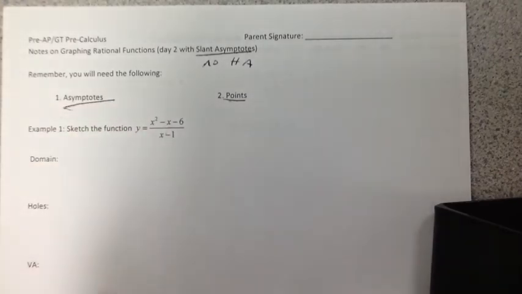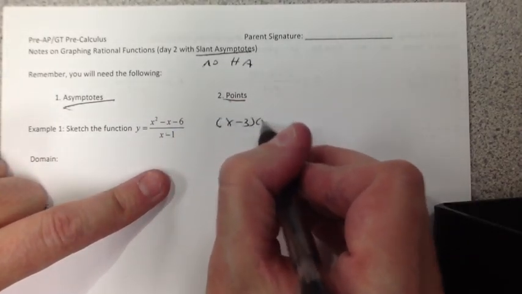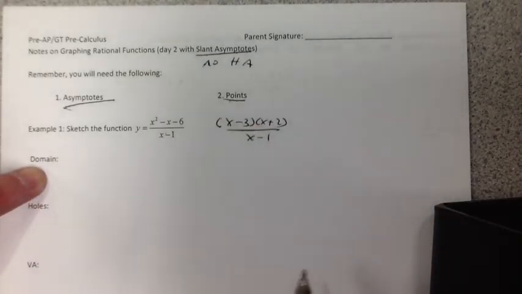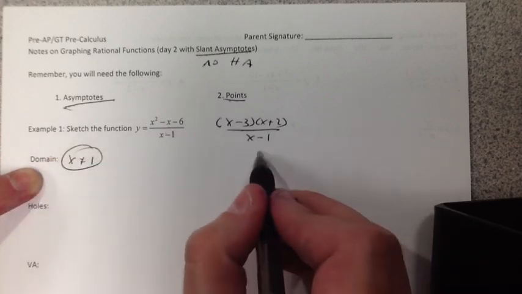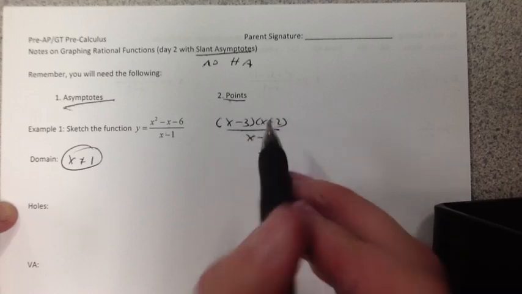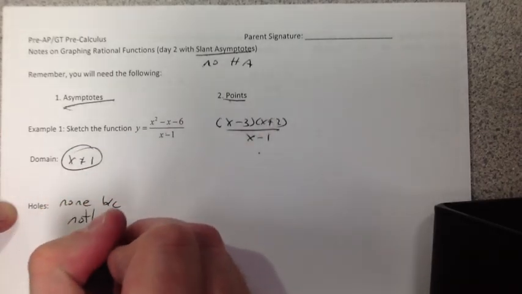Now we do want to see if anything will cancel, so we're still going to factor. x minus 3, x plus 2 over x minus 1. Get the domain. x can't equal 1. We get that from the bottom. The bottom cannot be 0. Are there any holes? Nothing cancels. None, and that is because nothing canceled.